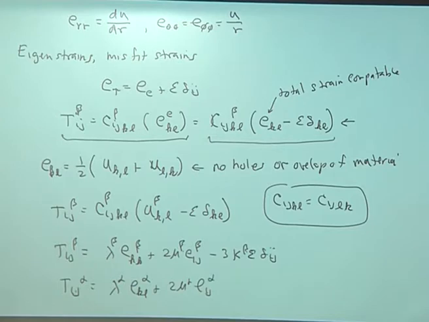So do I have to include an eigenstrain in the alpha phase? No, right? Because there's no eigenstrain in the alpha phase. It's only in the beta phase. So that's it for the alpha phase. K beta is the bulk modulus.